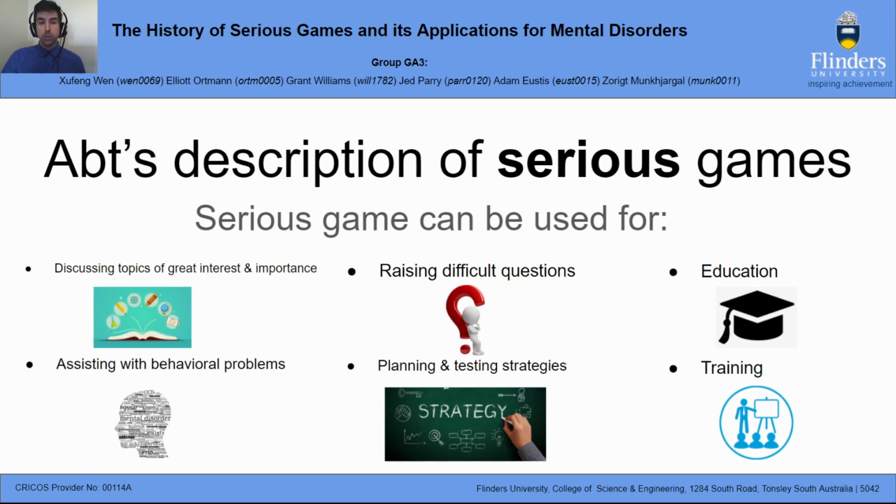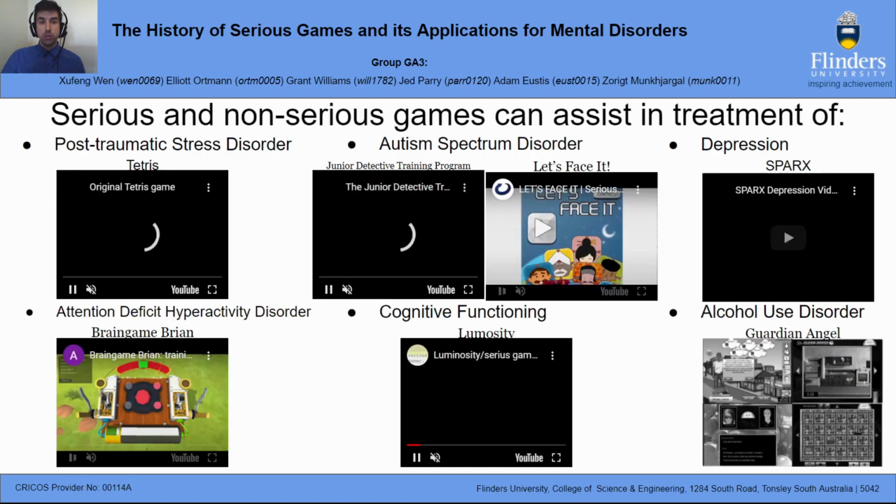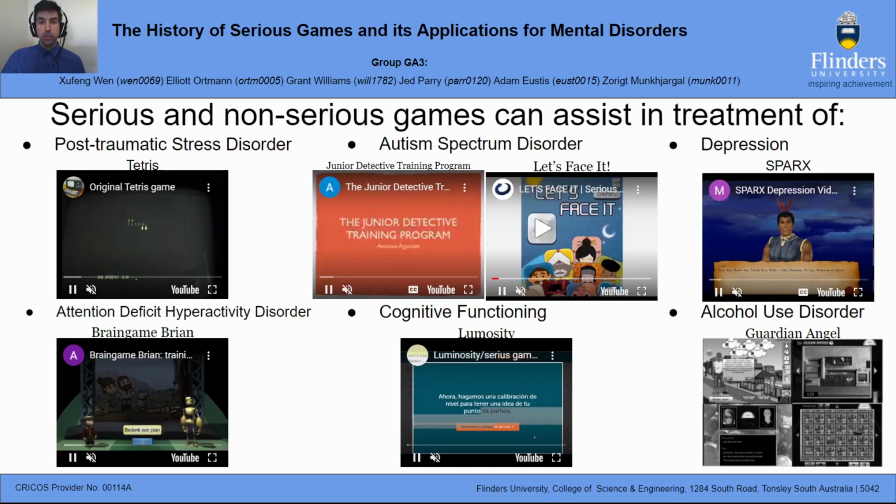Apt recommends that serious games can be used for discussing topics of great interest and importance, raising difficult questions, education, assisting with behavioral problems, planning and testing strategies, and training. Serious and non-serious games can assist in treatment.